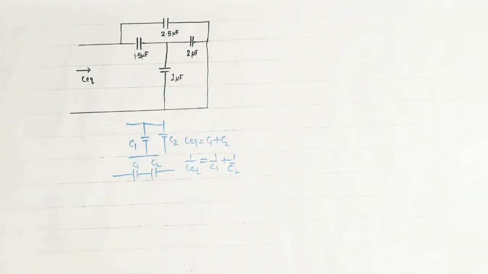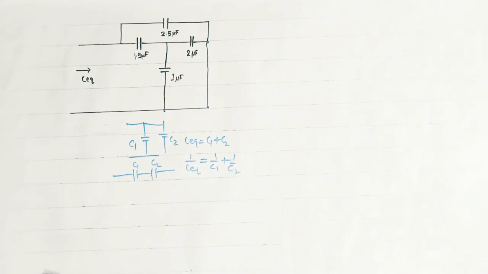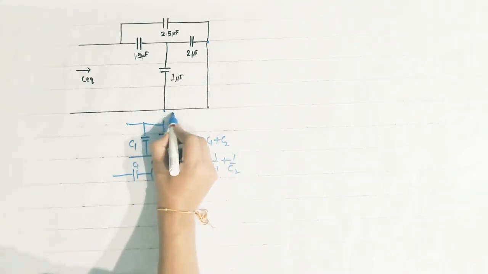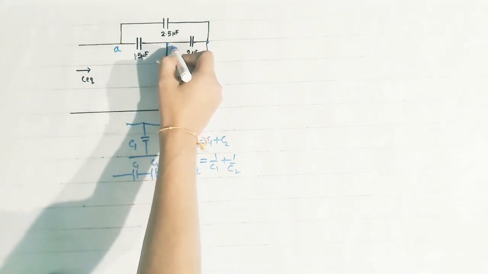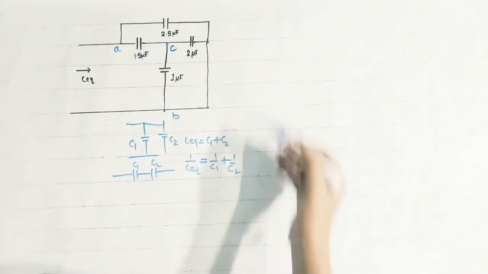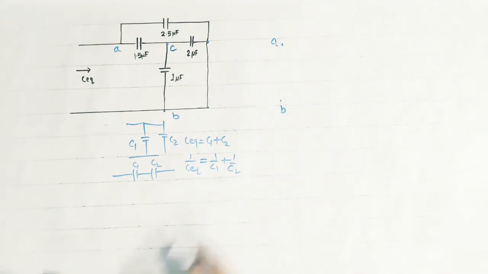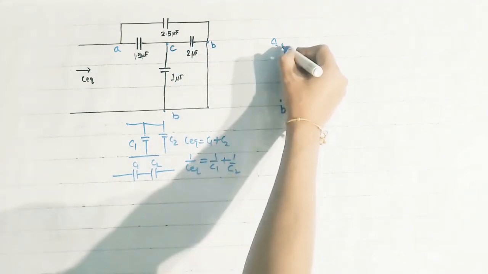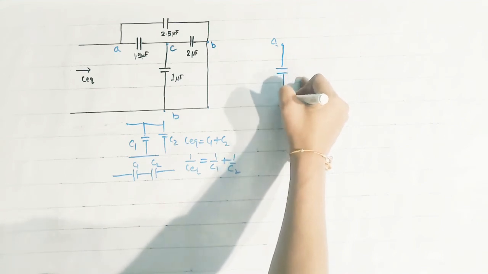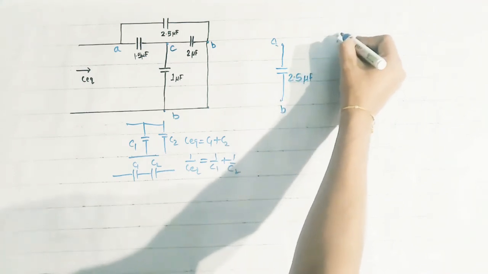Now see this circuit. In this circuit, we can clearly see that this point and this point are at the same potential. Suppose these are at potential B, this is at potential A and this is at potential C. Suppose this is point A and this is point B. Now this 2.5 microfarad capacitor is connected between point A and this B because this is also B. So we can draw this 2.5 first. Now suppose this is point C.